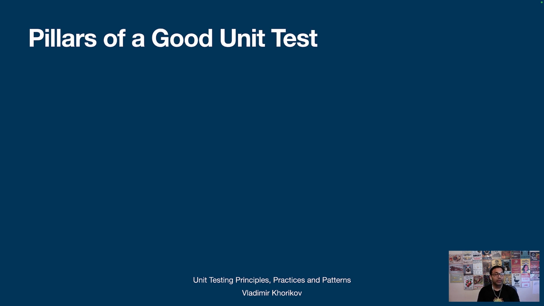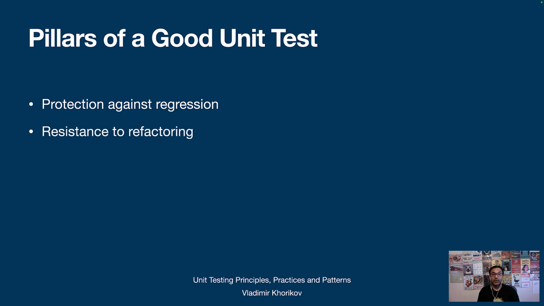Now, pillars of a good test. Protection against regression. Regression basically means bugs, so a good test will protect you against bugs. Resistance to refactoring. This means that just because you have refactored your application, refactored the code, it should not fail the test. Because remember, your test is not checking the implementation details, it is checking the behavior.